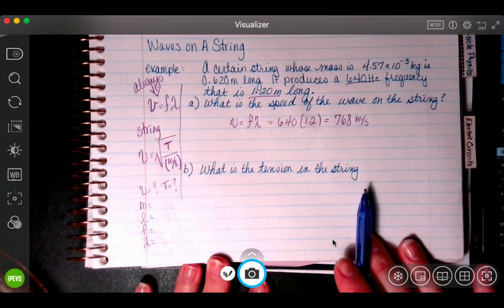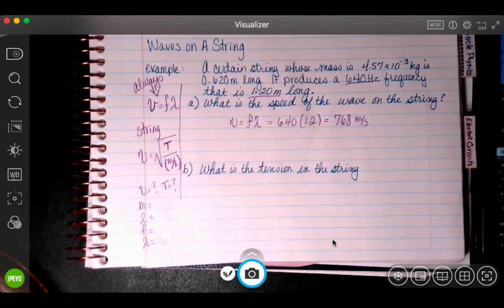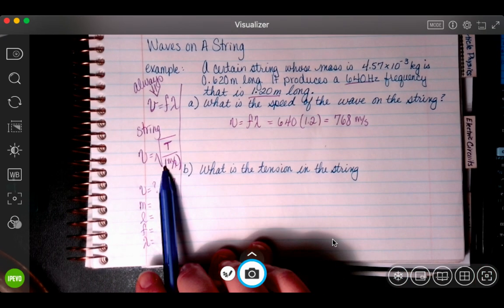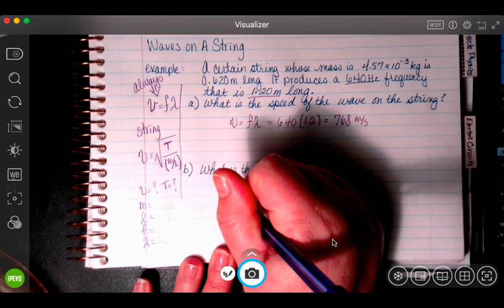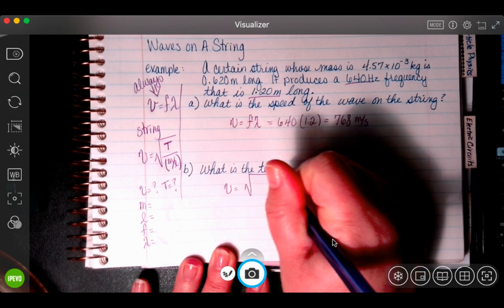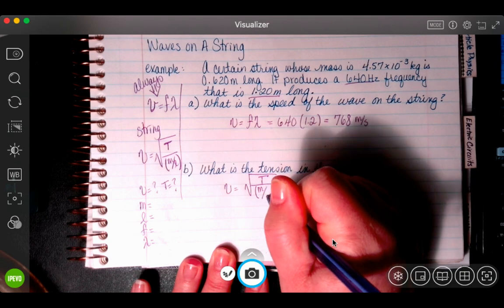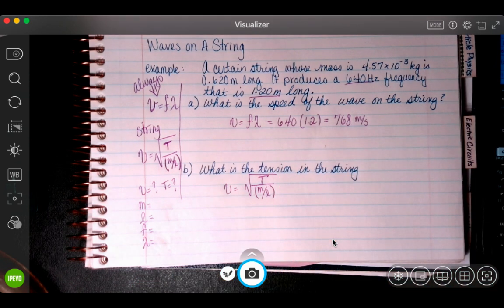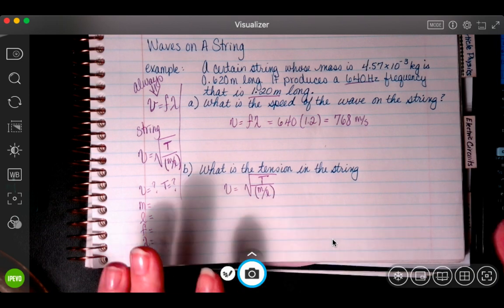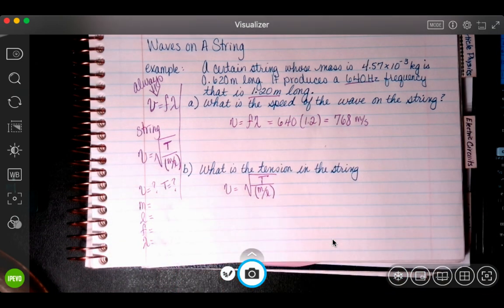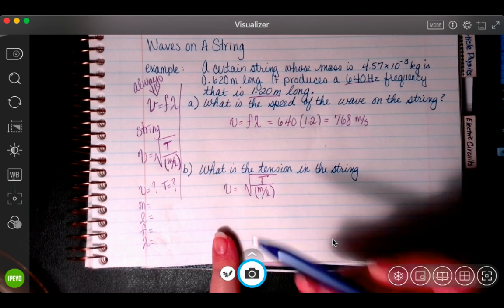Now, what's the tension in the string? I'm going to come to my tension equation over here. That velocity is equal to the square root of the tension divided by the linear mass density, which is the mass per length of the string. Now, I'm going to do my algebra before I plug in any numbers because this whole mess right here is ugly. So first things first, I want to get rid of the square root sign.